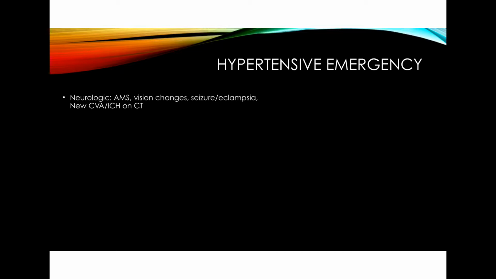And by end-organ damage, we're referring to specific abnormalities in several key organs. First would be the neurologic system, where you could see emergencies manifesting as altered mental status, acute vision changes, seizures, and new strokes or hemorrhages seen on a CAT scan. In the eye, you'll also see vision changes. You'll look for evidence of papilledema, cotton wool spots, AV nicking, and flame hemorrhages.